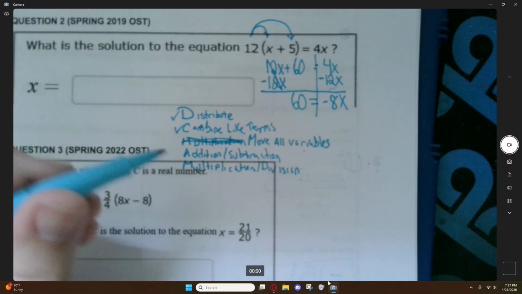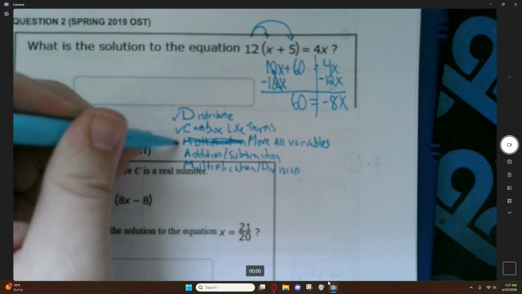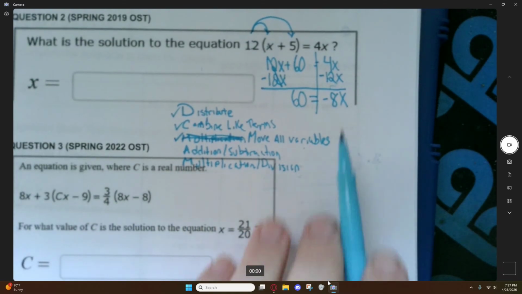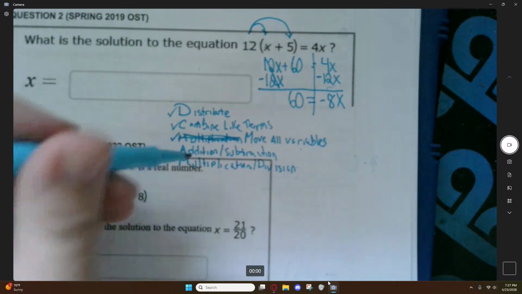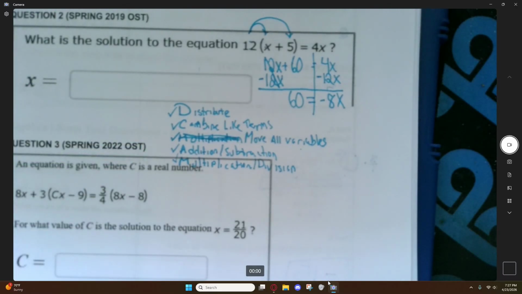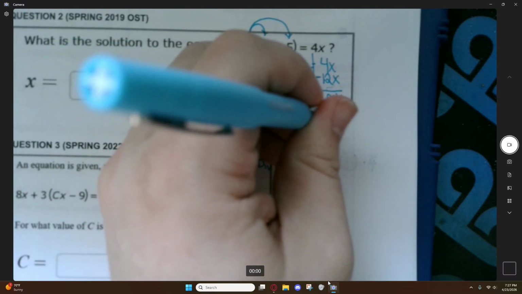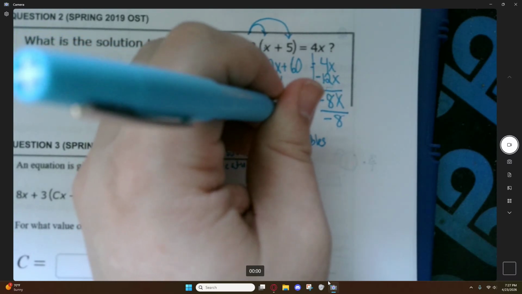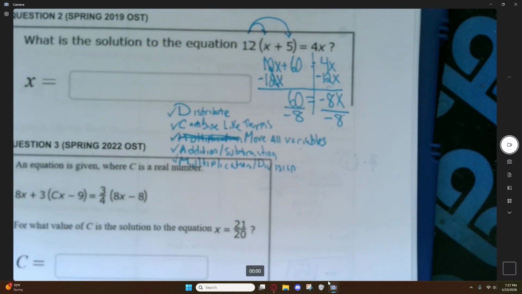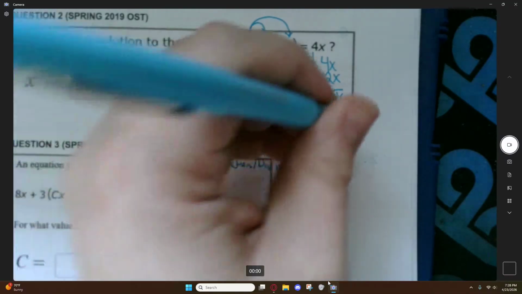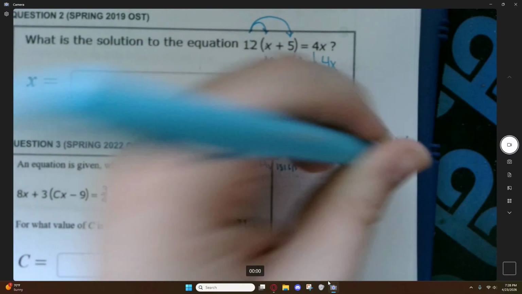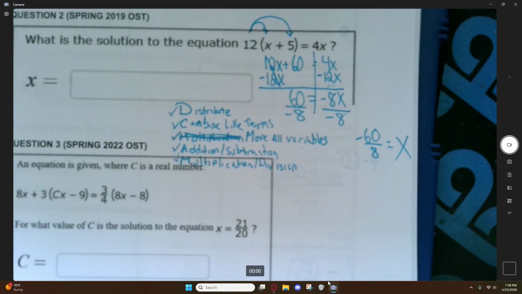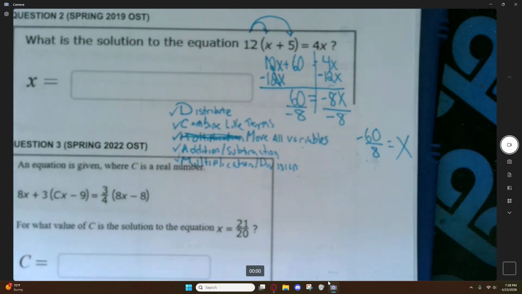And then lastly, there is no addition and subtraction left. So we're going to multiply and divide. We're going to divide both sides by negative 8. And that leaves us with negative 60 over 8 equals x. So you should even be able to just leave it like that.